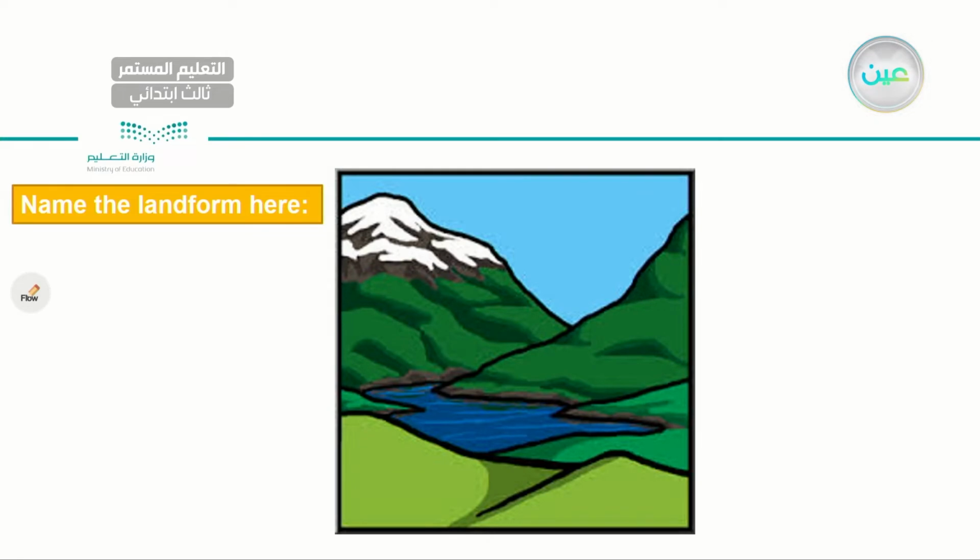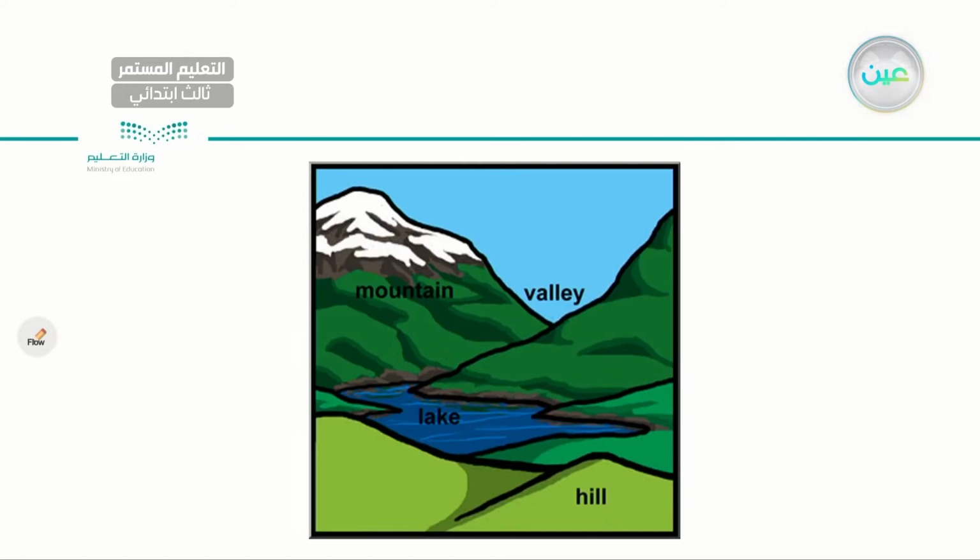Now, as you can see here, I have this picture, but I don't have any names in this picture. No, I did not name any landforms. Try to name what you can. Name the landforms here. For me, I can see a mountain. I can see a hill. I can see a lake. Now we can see a mountain, a valley, a lake, a hill.